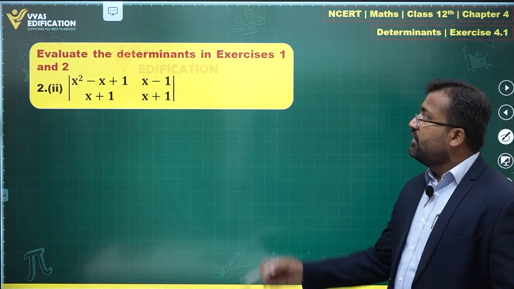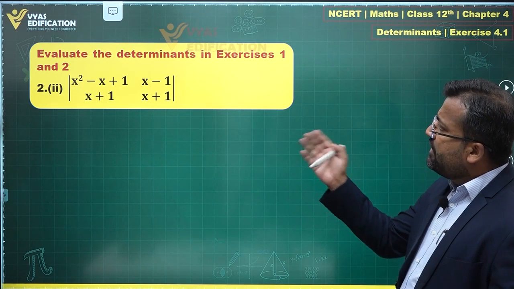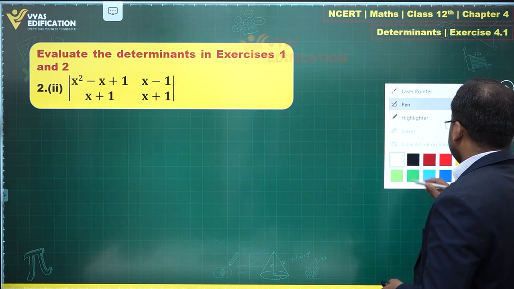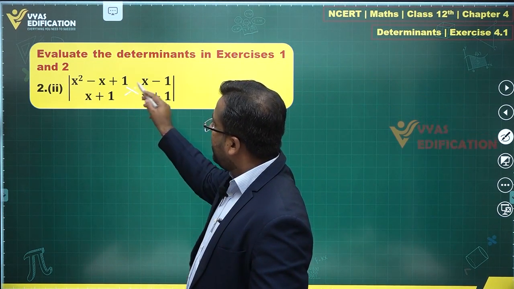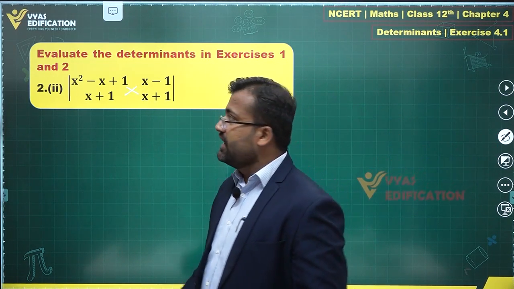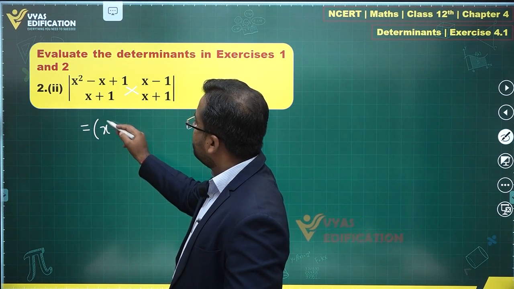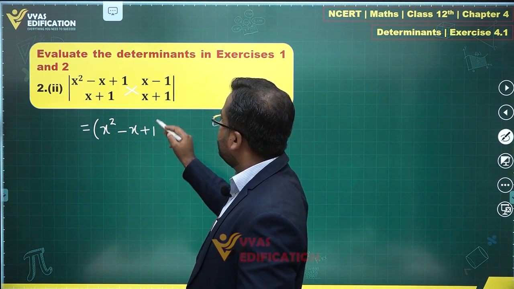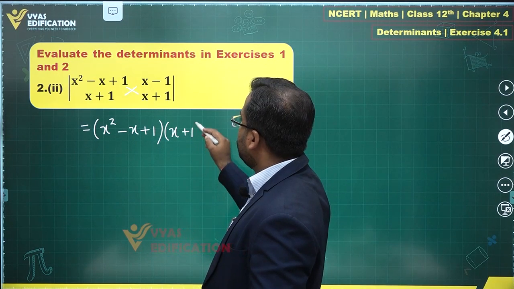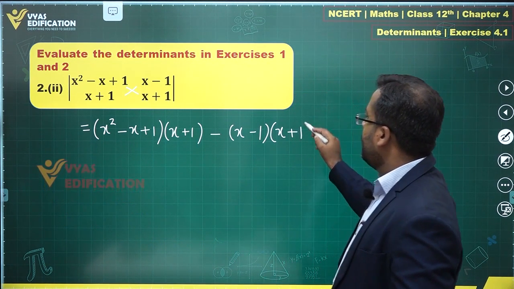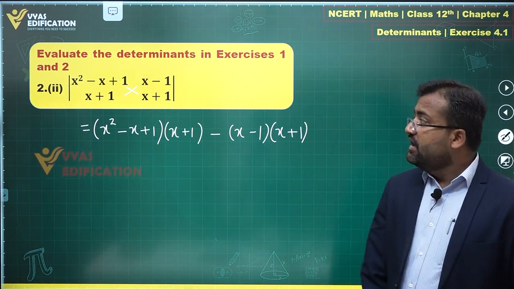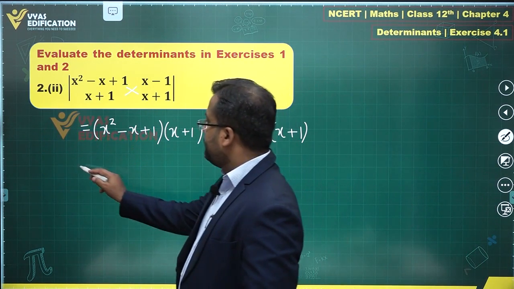This is the next one, and what does this question say? We have to find the value of this determinant. Let's see how do we approach this one. We'll have to multiply this and then subtract this difference. This is AD minus BC. So what do we have? This is x square minus x plus 1 times x plus 1 minus x minus 1 times x plus 1. This is what you'll have, right? Okay, and we'll have to simplify this further.